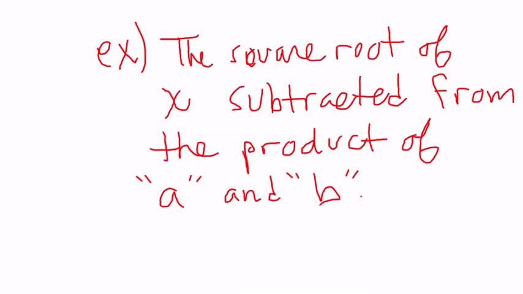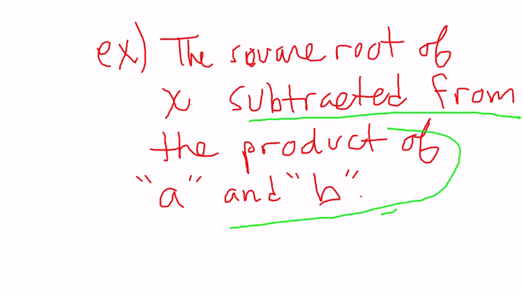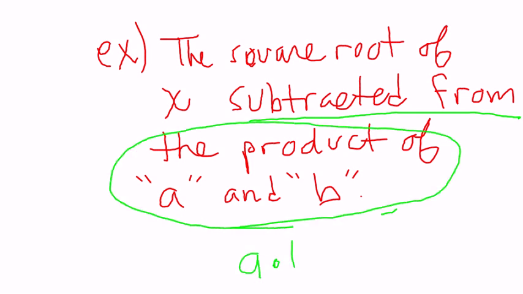For this last one, we have the square root of x subtracted from, again I'm looking for the keyword subtracted from, the square root of x subtracted from the product of a and b. Sometimes it's helpful to work backwards. How do you say the product of a and b? That definitely means a times b, or ab. And how do you say the square root of x? That's just the square root of x, like that.